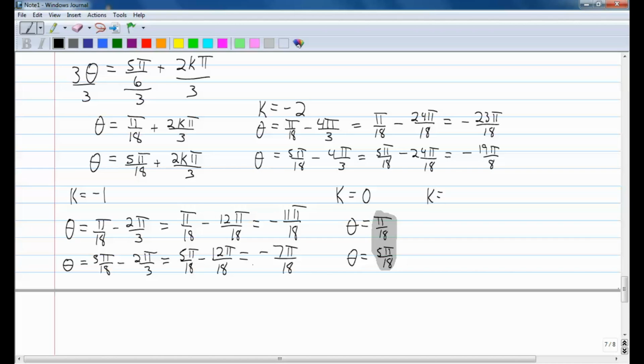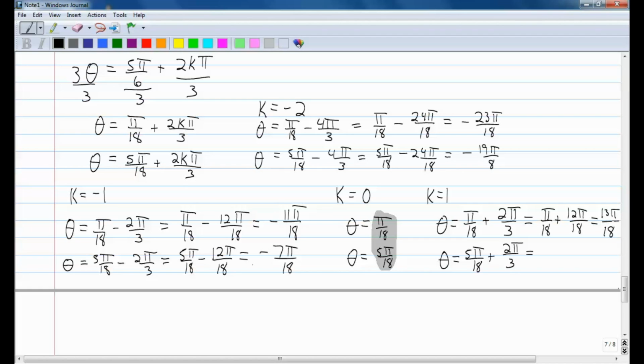Alright, so now go to k equals 1. Increase k by 1. Plug in a 1 for k, and I'm going to have pi over 18 plus 2 pi over 3 and 5 pi over 18 plus 2 pi over 3. Alright, again, get common denominators, so it's going to be pi over 18 plus 12 pi over 18. Right, 2 pi over 3 is 12 pi over 18. So now that's going to be 13 pi over 18.